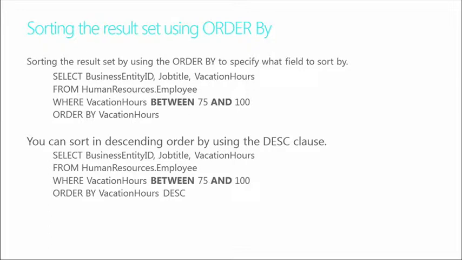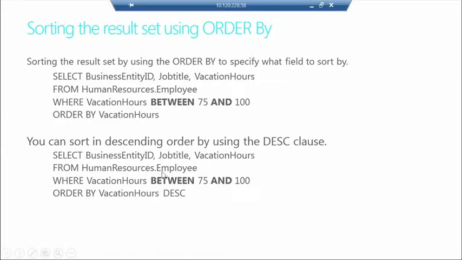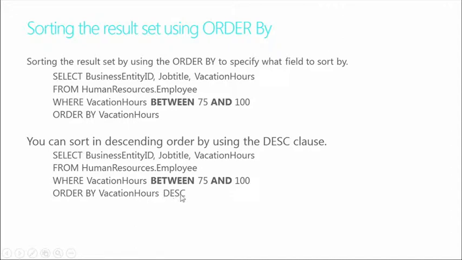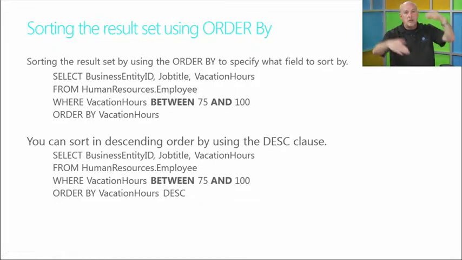You can reverse that. I used the same exact command on the bottom of the slide here. And on the reverse of it, all I did is I added this DESC, short for descending. So now instead of seeing 75 at the top of the display down to 100, I'm going to flip that and see 100 down to 75. So it gives me an opportunity to sort and decide what order I want to sort them.